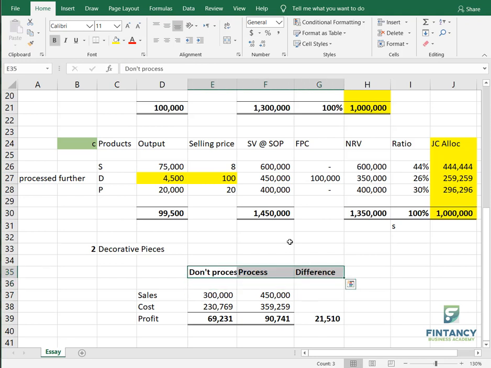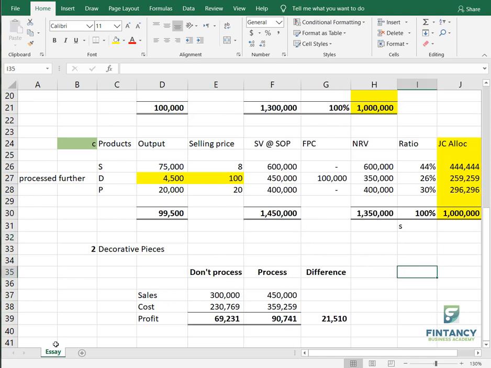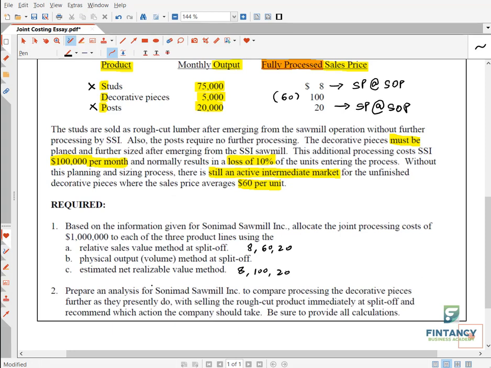So you can argue, because remember they were saying give the calculations and you also tell us about the theory. You will not write only calculation, because they are interested in theory now. See what they say? Prepare an analysis. So we prepared it. This is to compare processing as they currently do with selling the rough cut immediately at split off, and recommend which action the company should take.